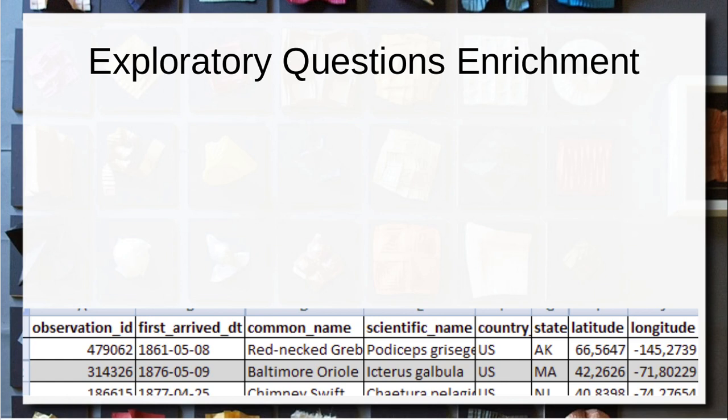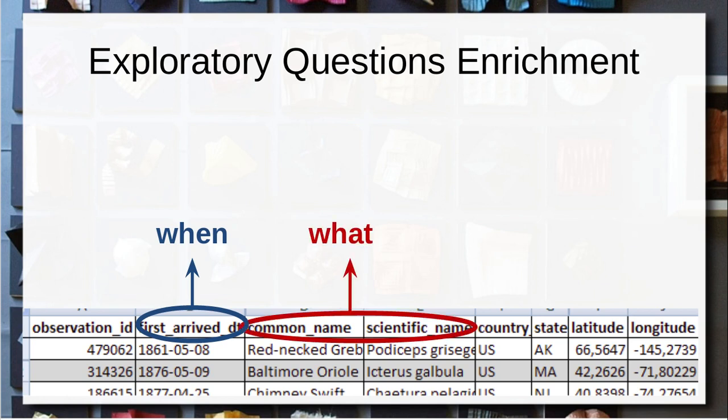With this dictionary, we are able to analyze the spreadsheet and classify fields in five common exploratory questions. So, for example, we could analyze a term, and based on our dictionary, we can tell that this column is when, these two columns are considering what, and these columns are related to where.